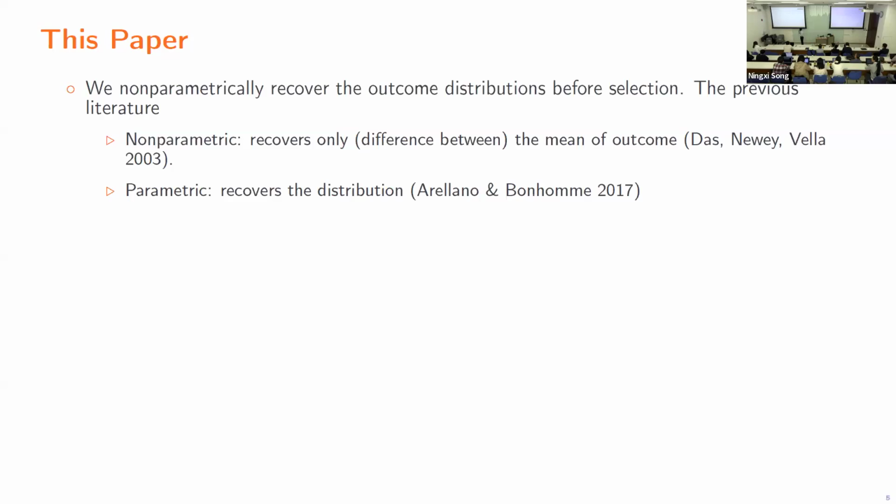And the most advanced work is given by Arellano and Bonhomme. For their identification, they impose an exclusion restriction plus an assumption called identification at infinity. They can get identification, but for the estimation step, they still need to put parametric structure on the copula function.